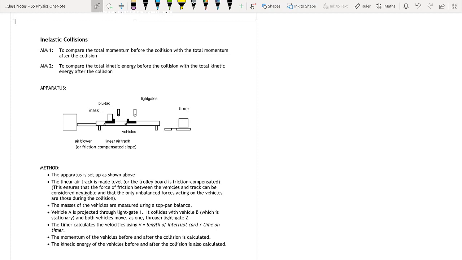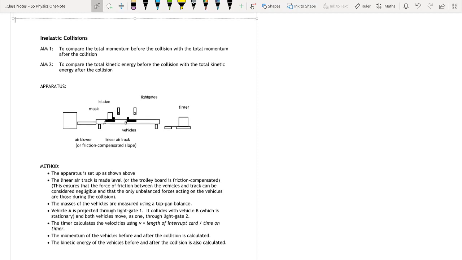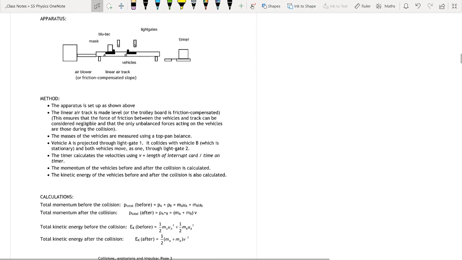So remember, momentum is mass times velocity. And then we'll compare those. And obviously, to find the kinetic energy before and after, we need to know the mass and the velocity before, and the masses and the velocity after. Okay, so the linear air track is usually made of this because it's friction compensated, so it gets rid of most of the friction. And the mass is measured using the top pan balance.